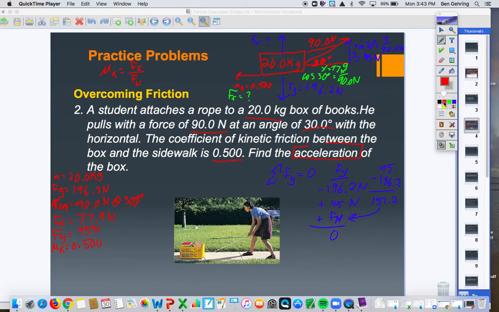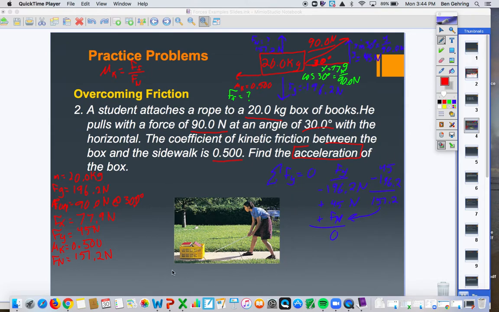So over on my list of things I now know that the normal force is equal to 151.2, and that's newtons, which is the same up here. So on my diagram, we're expanding a little bit, I have 151.2 newtons. And so now I have a coefficient of kinetic friction and I have a normal force. So now I can solve for my frictional force.